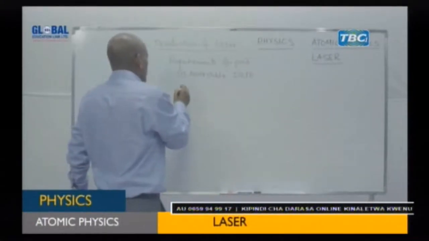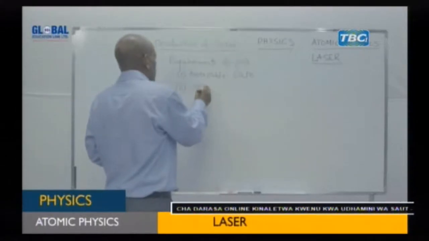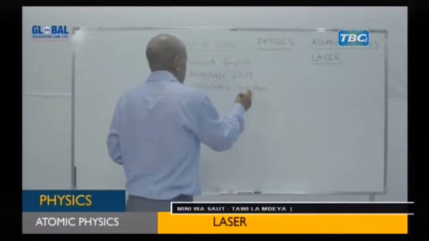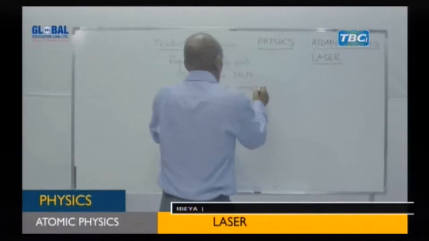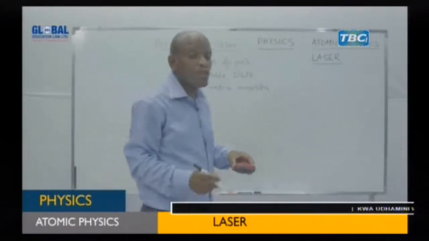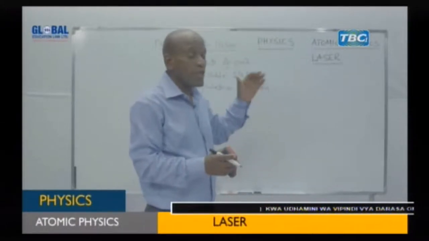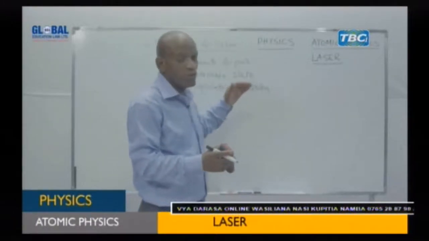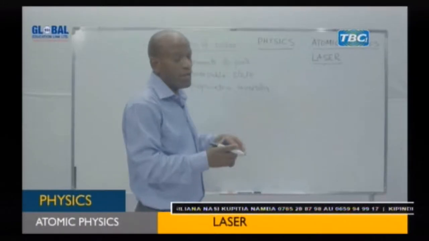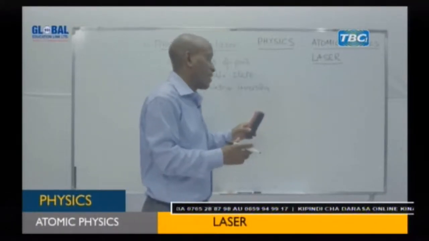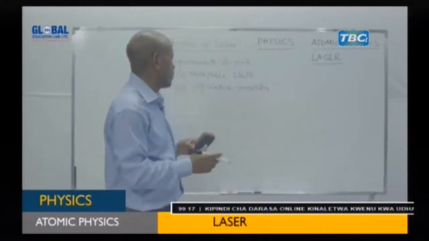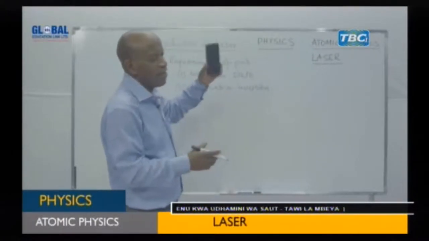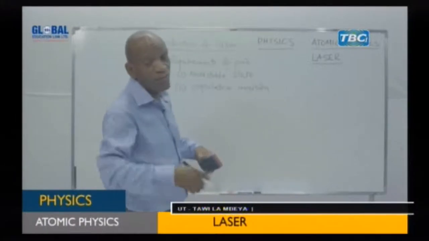We also need to have population inversion. Population inversion means that we need many more electrons at a high energy level than at the lower energy level. Just like the electrons which come to a metastable state should be more than the ones which are at the ground state. So that is the population inversion. This is for the purpose of having many more electrons excited up to an excited state, and whenever they come back to a metastable state, they release more photons.